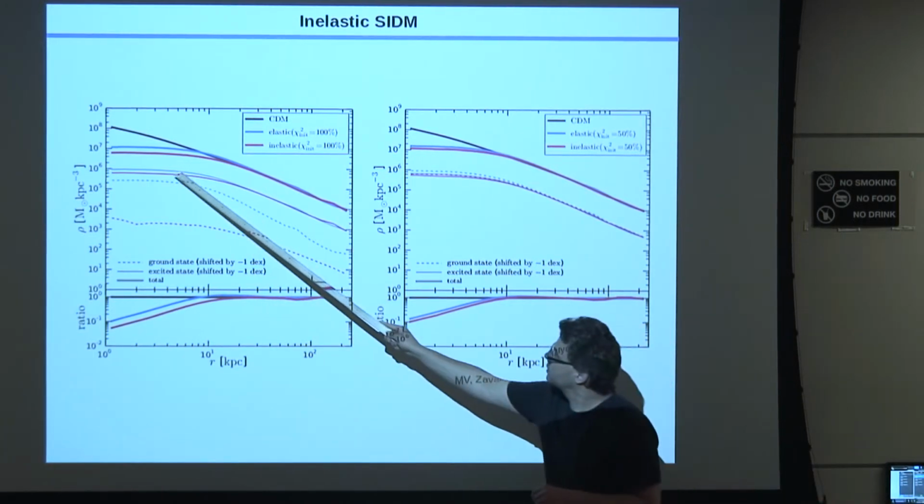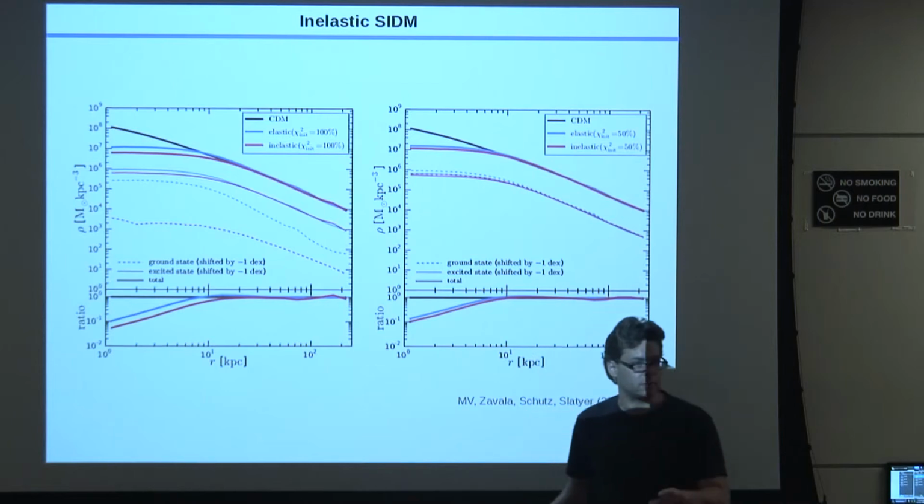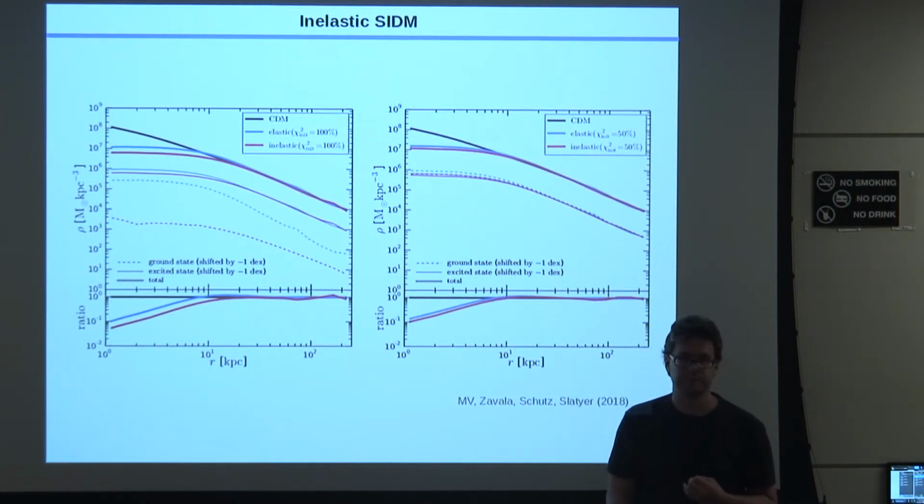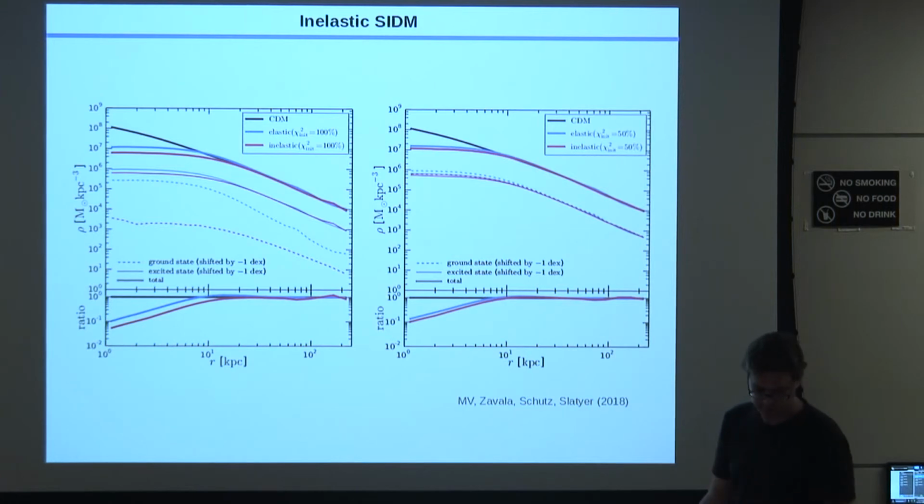And you can see you get a stronger reduction of the density in the center with the inelastic model, which is simply because of this energy injection when the particles decay. So that means for the same cross-section, you get lower density. So you can circumvent some of the cross-section constraints. And that's the main reason why we looked at those models.